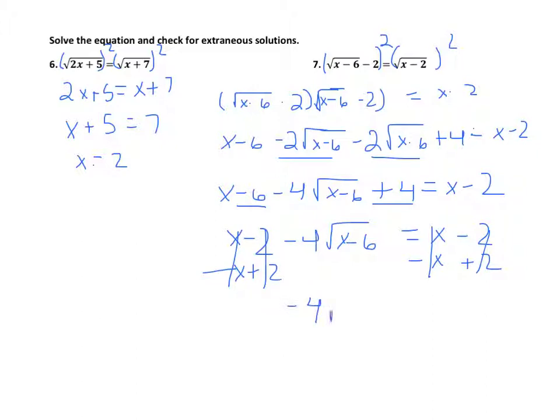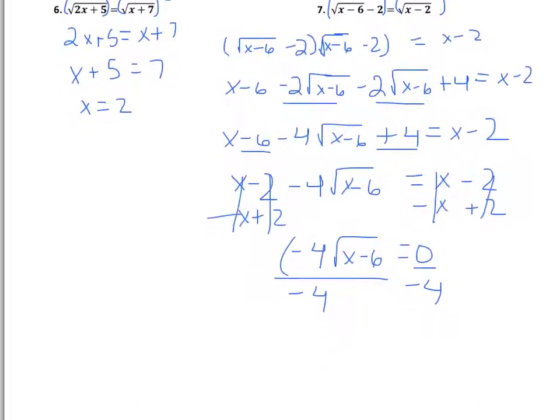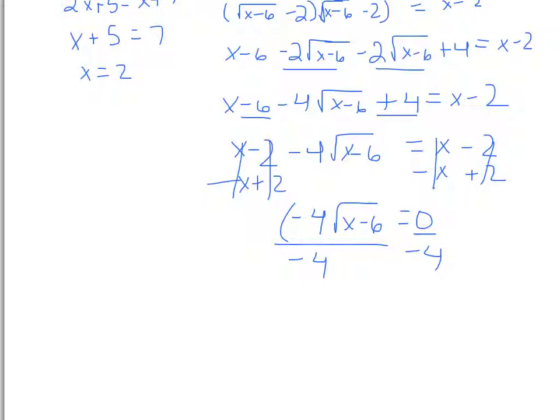So I get negative 4 times the square root of x minus 6 equals 0. Divide both sides by negative 4. x minus 6 equals 0. Square. x minus 6 equals 0, so x equals 6. Check to see if it's extraneous. Let me know if it is or isn't tomorrow.